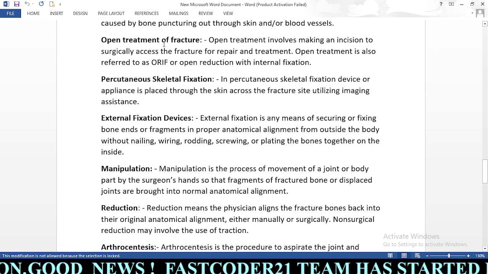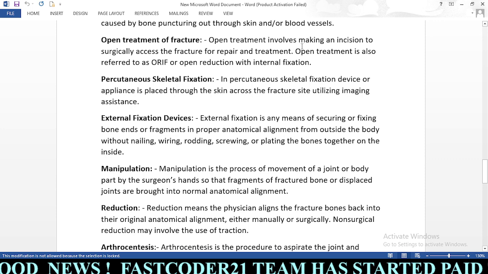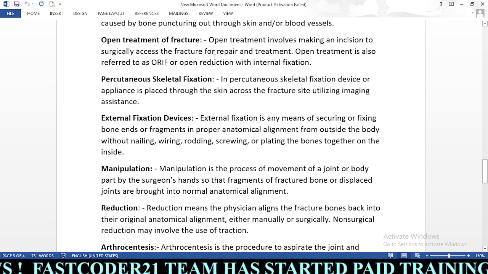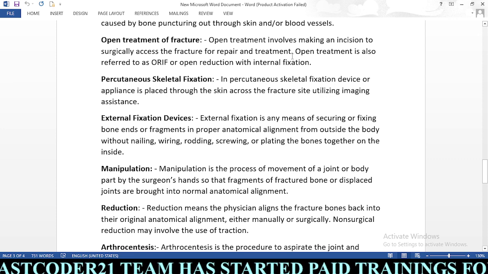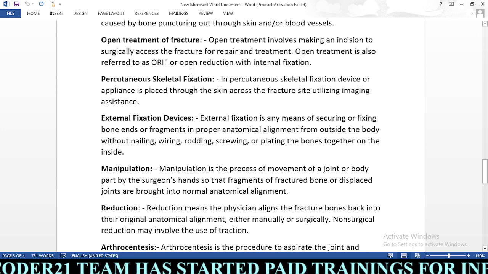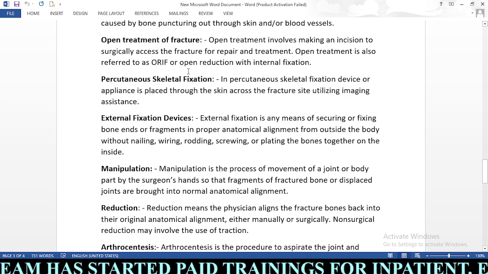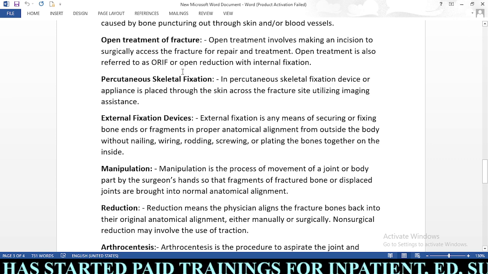Next one, open treatment of fracture. Open treatment involves making an incision to surgically access the fracture for repair and treatment. Open treatment is also referred to as ORIF. Otherwise, we will call it open reduction and internal fixation.